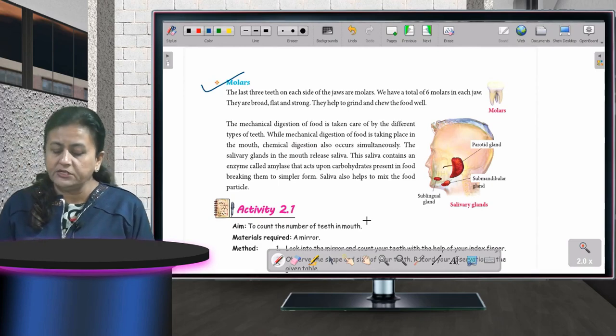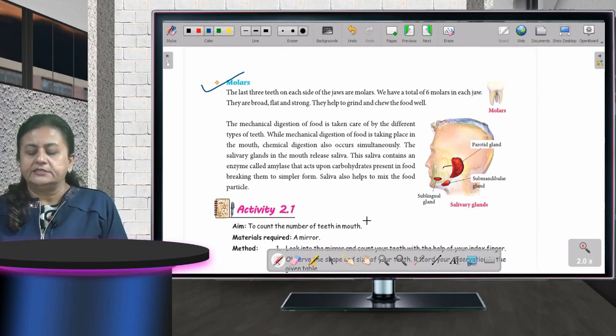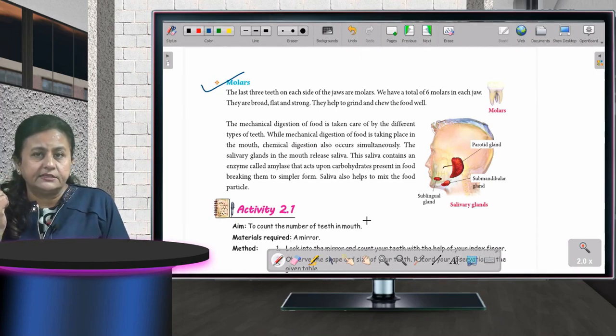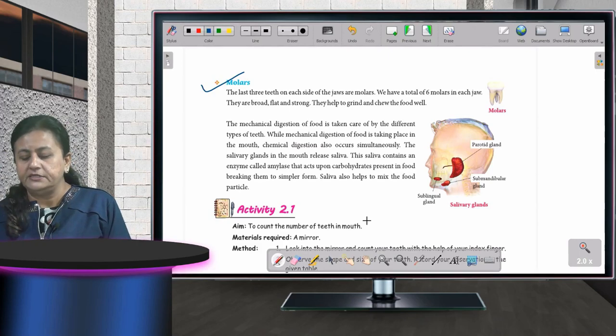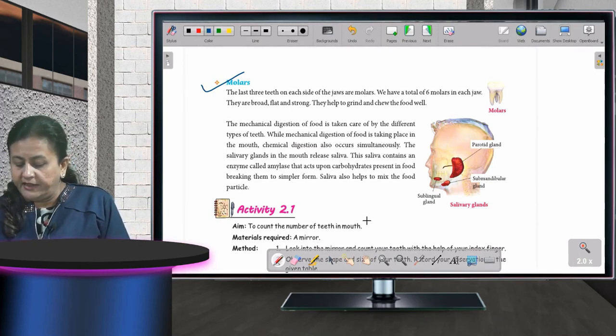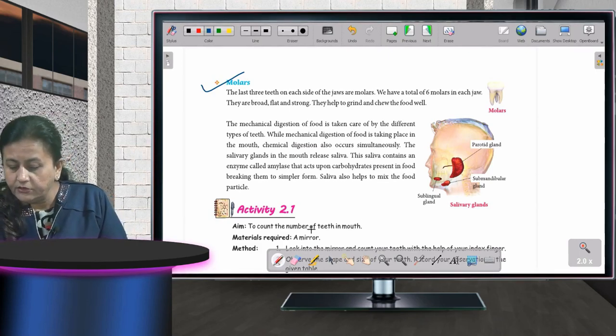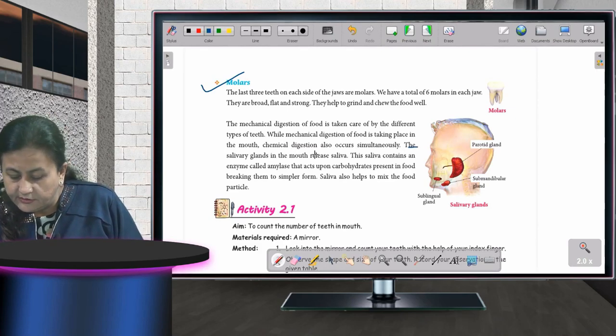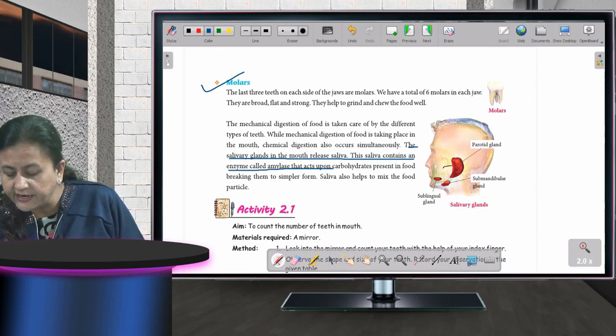Now what is happening? The salivary glands in the mouth release saliva. Salivary glands are there in the mouth, and what are they doing? They are releasing saliva. You can see here also the salivary glands in the mouth release saliva. This saliva contains an enzyme called amylase that acts upon carbohydrates present in the food, breaking them to simpler form.